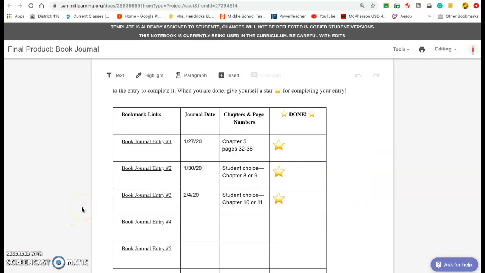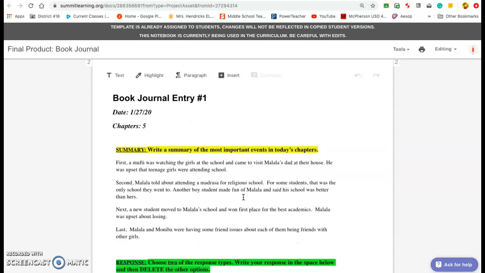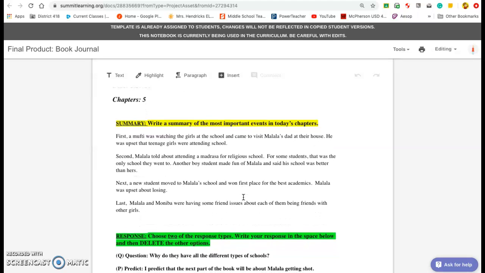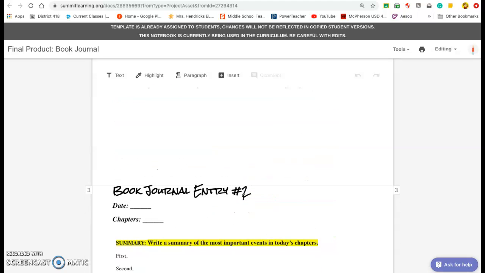By this point, you should have entered 3 book journals. One was on chapter 5, one was your choice of chapter 8 or 9, and one was your choice of chapter 10 or 11. So we've read up to that point. For your first journal entry, we did this entry together. So everyone should have that completed.